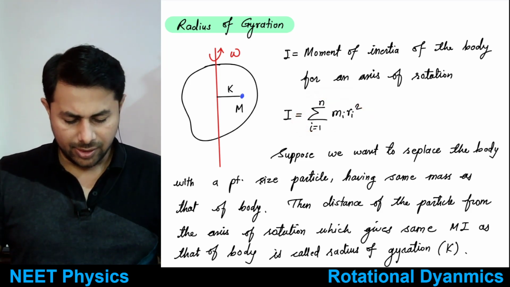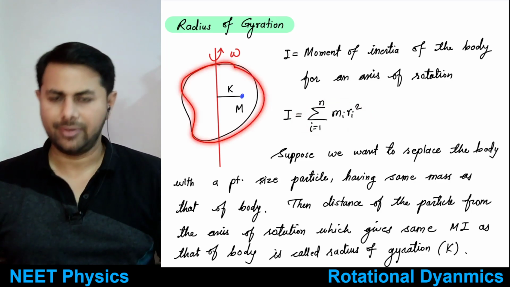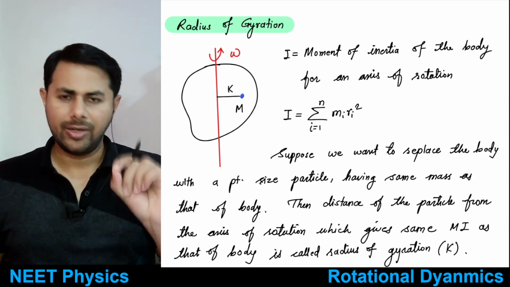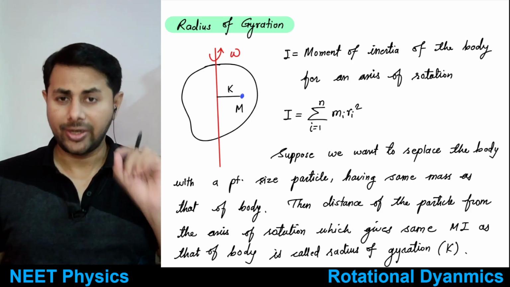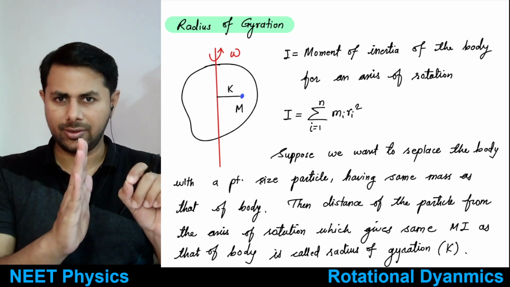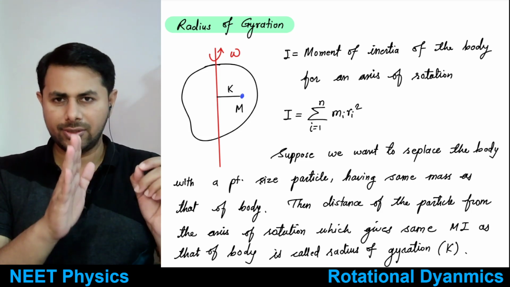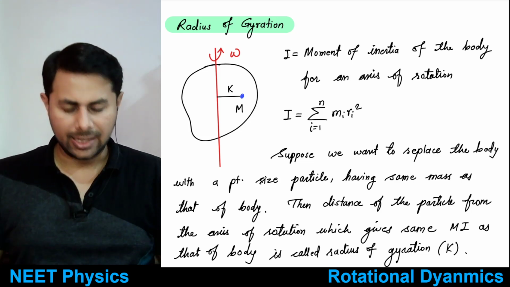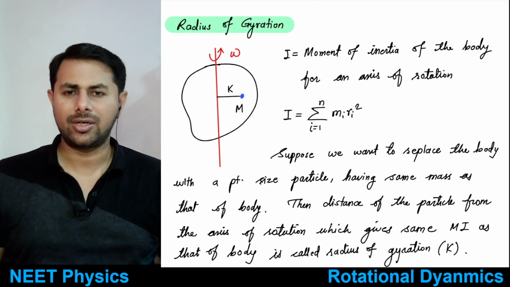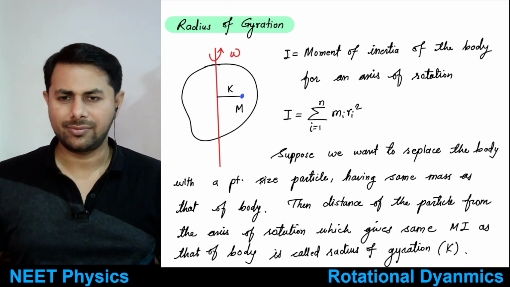Now suppose I want to replace this body with one point-sized particle. At what distance should I keep that particle so that it will have the same moment of inertia as that of the body? That distance is called the radius of gyration.